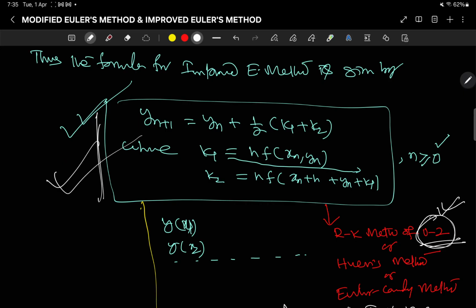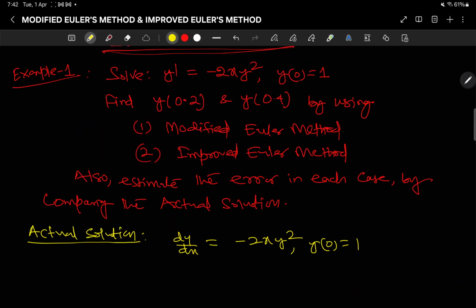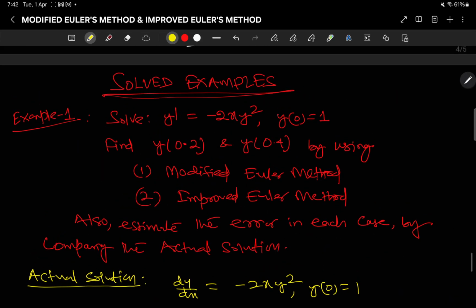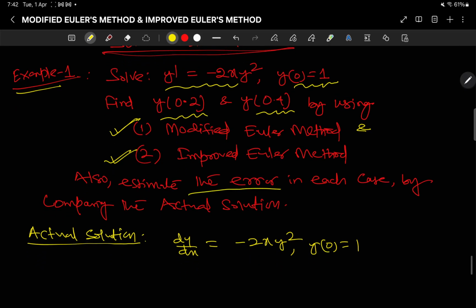So let us see some worked examples to find the difference between these methods. Now coming to solved example 1, you are asked to solve this with the initial conditions, and you have to find y(0.2) and y(0.4) by the modified Euler method and by the improved Euler method, and we see the difference. We also estimate the error in each case by comparing with the actual solution.